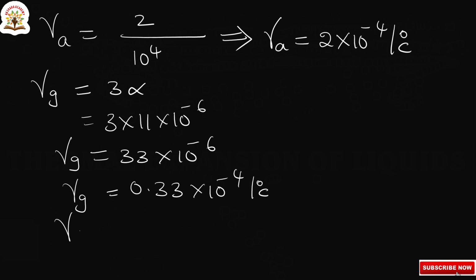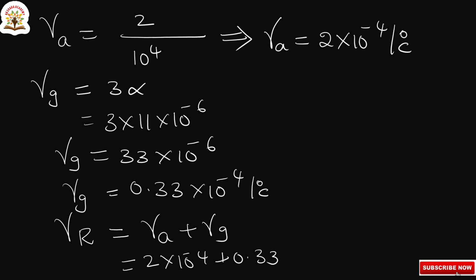So now the coefficient of real expansion, gamma R, is equal to gamma A plus gamma G. Now substituting gamma A and gamma G here, 2 into 10 to the power of minus 4 plus 0.33 into 10 to the power of minus 4. So finally gamma R is equal to 2 plus 0.33, 2.33 into 10 to the power of minus 4 per degree centigrade.